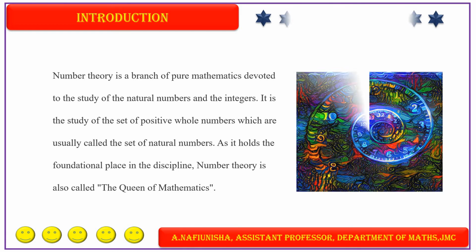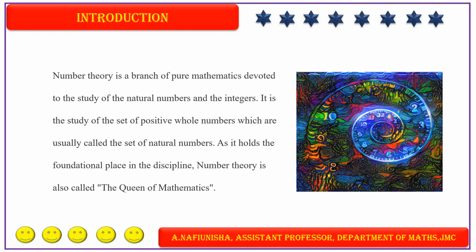Number theory is a branch of pure mathematics devoted to the study of the natural numbers and the integers. It is the study of the set of positive whole numbers, which are usually called the set of natural numbers, as it holds the foundational place in the discipline. Number theory is also called the queen of mathematics. Number theory is partially experimental and partially theoretical.